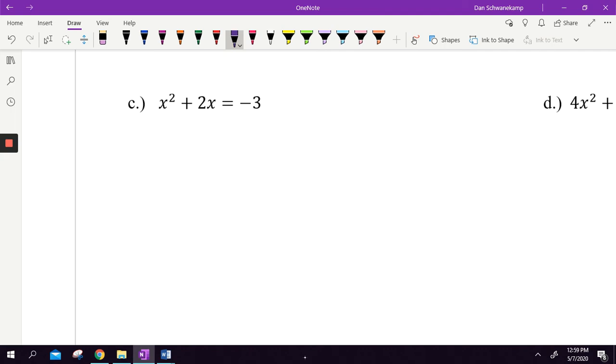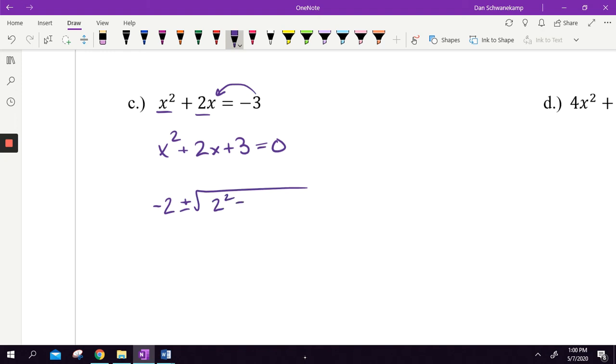X squared plus 2x is equal to negative 3. It's a trinomial. I need to make it equal to 0, so I'm going to rewrite this as x squared plus 2x plus 3 equals 0. I would try to factor it. Factoring is not going to work, so we're going to do quadratic formula. Negative b plus or minus the square root of b squared minus 4 times a times c all over 2a.